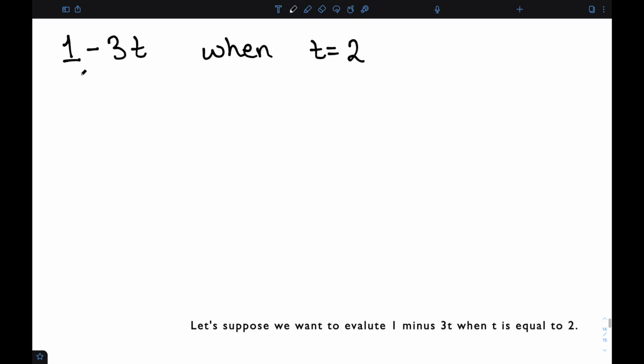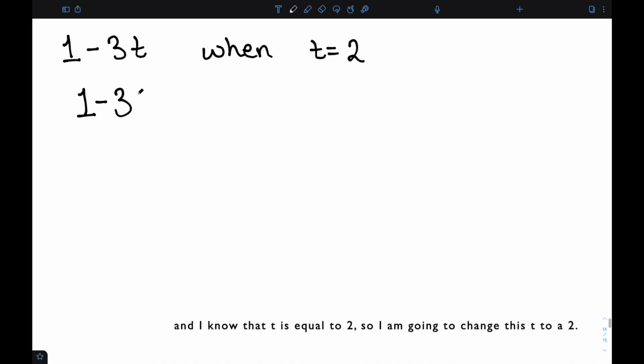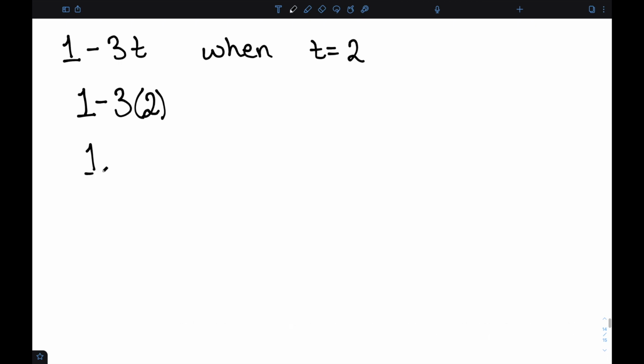Let's suppose we want to evaluate 1 minus 3t when t is equal to 2. Well, I have a 1 minus 3, and I know that t is equal to 2, so I'm going to change this t to a 2. 3 times 2 is 6, and 1 minus 6 is negative 5.